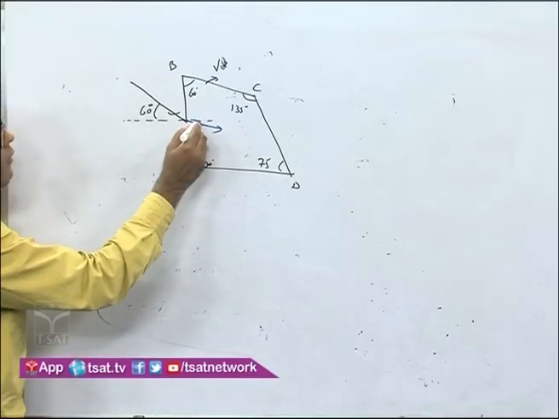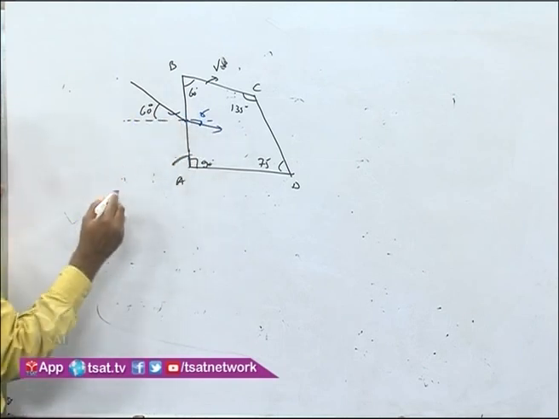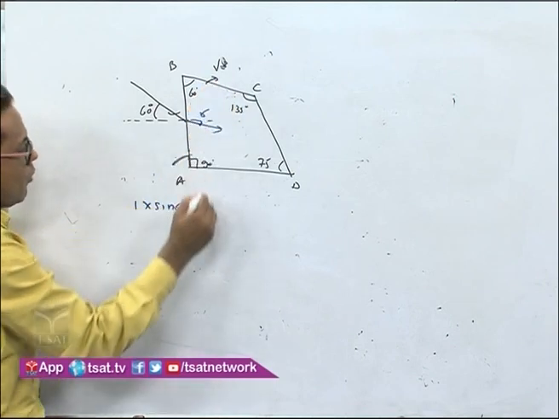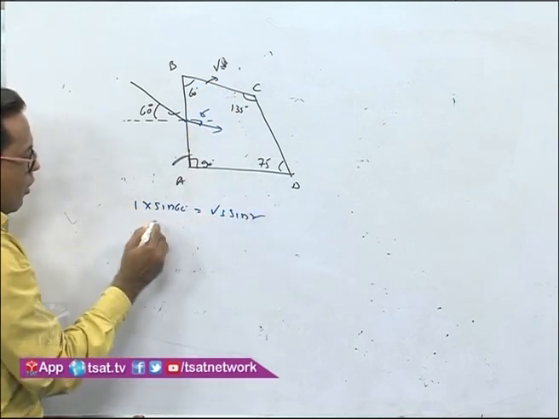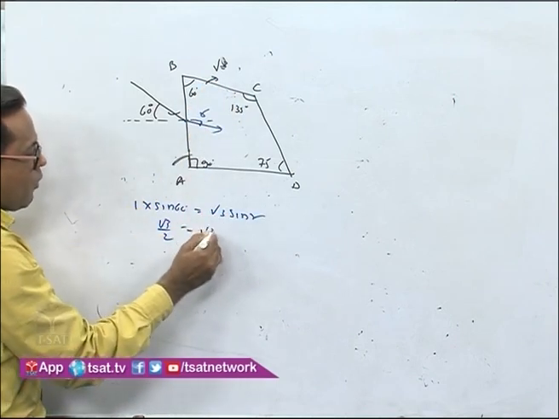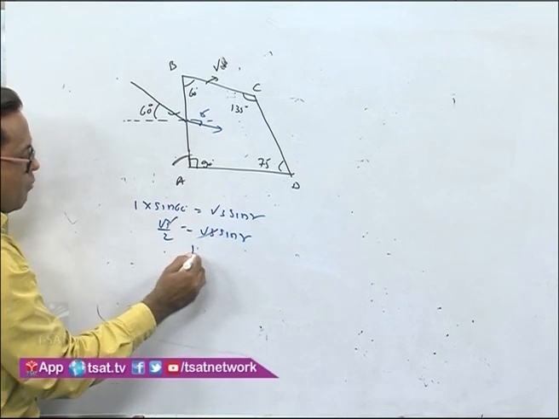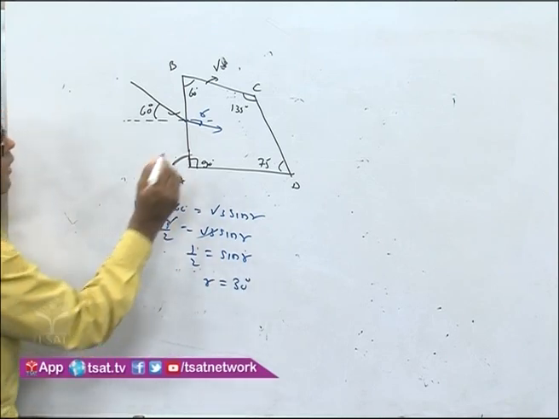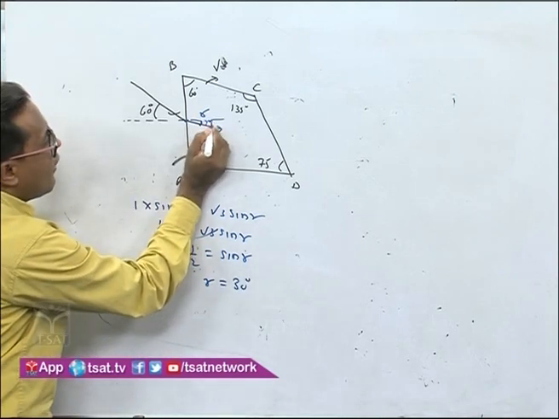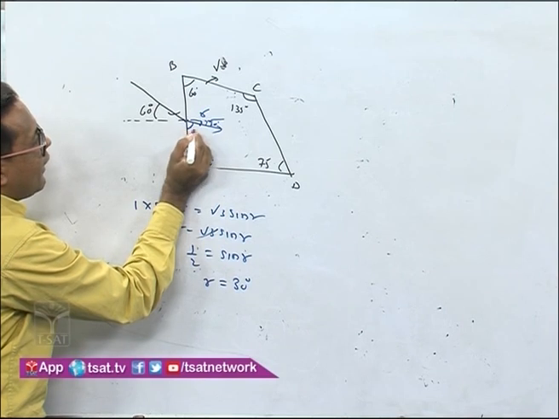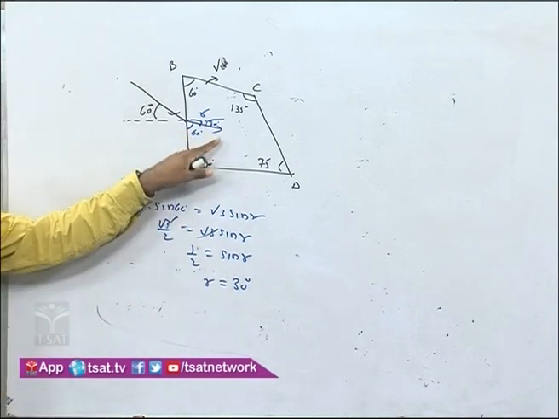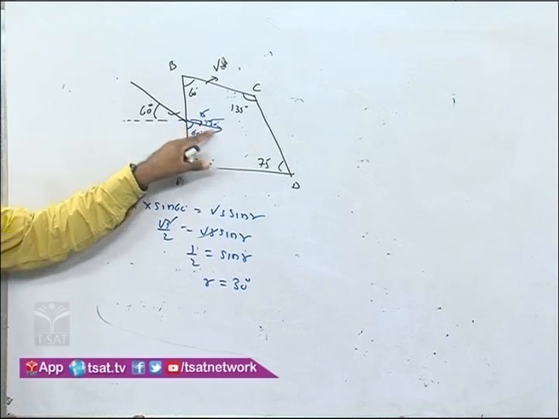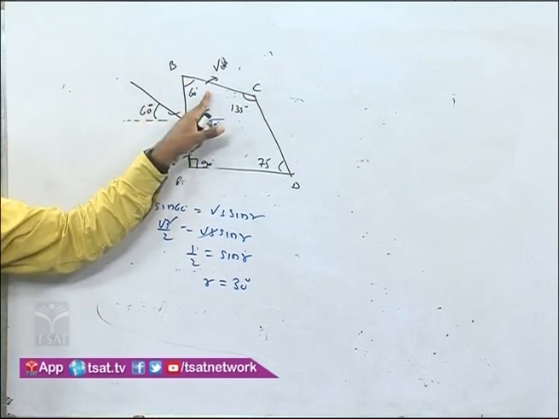This is the angle of refraction R. I apply the Snell law over here. 1 into sine 60 is equal to the refractive index of this prism, √3, into sine R. So I get √3 by 2 equal to √3 into sine R, or 1 by 2 is equal to sine R, and R is equal to 30 degree. If this R comes out to be 30 degree, this will come out to be 60 degree. Means now the refracted ray is making 60 degree with the vertical, means this refracted ray will be parallel to BC, because this is also 60 degree.